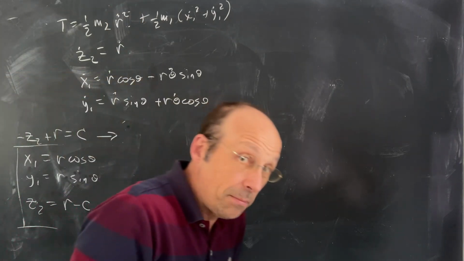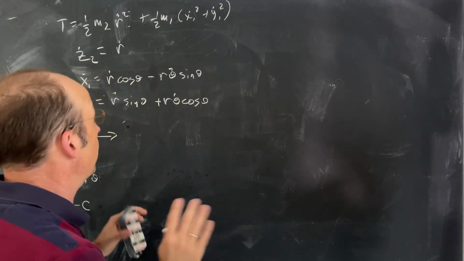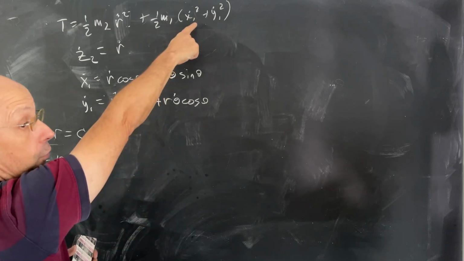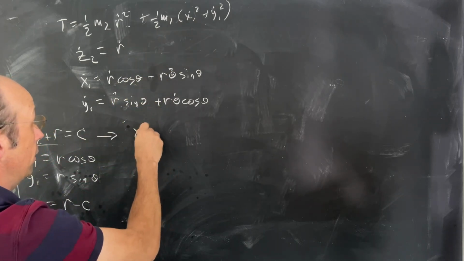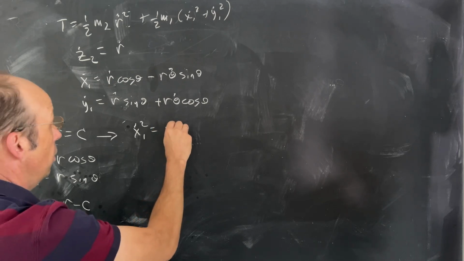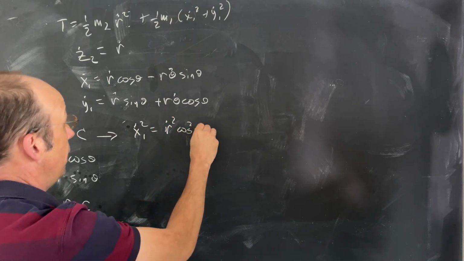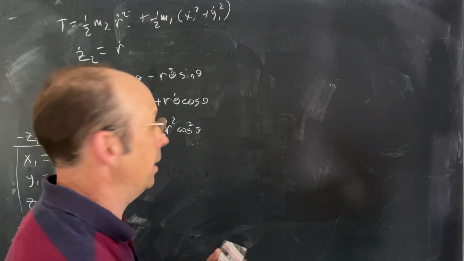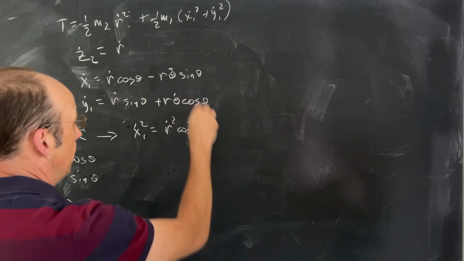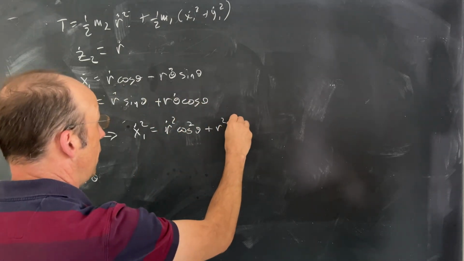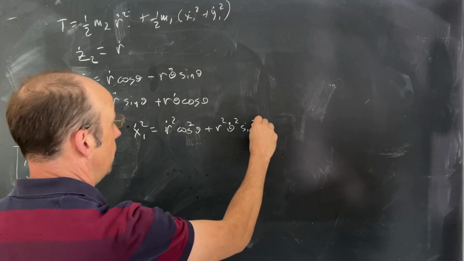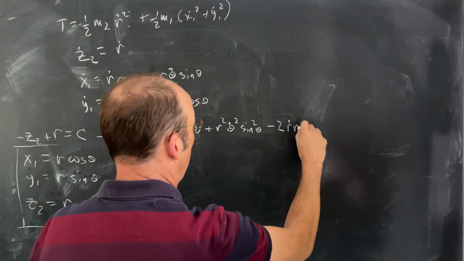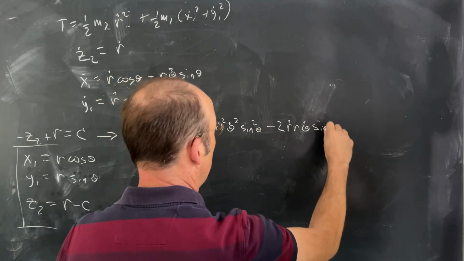And I like to do it in a systematic way so that we don't have to worry about any tricks or anything like that. But now we have to do the hard work of squaring this, squaring that, and adding them together so we can put them in here. So if I square this, I'll write it separately. X1 dot squared is going to be r dot squared cosine squared theta. And you could skip a lot of steps if you think things through, but it's better not to make a mistake. Now I'm going to get plus r squared theta dot squared sine squared theta.